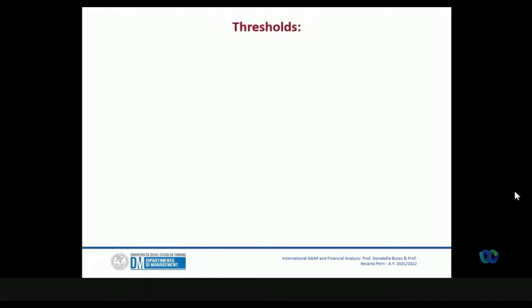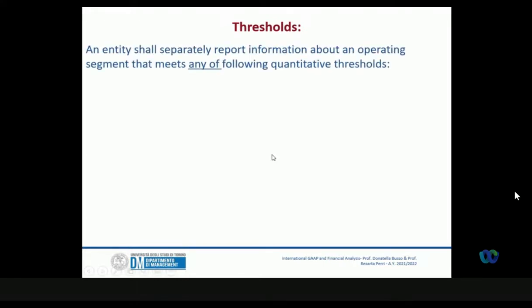Maybe some of the operating segments are too small. They are performing such a minor part of the activities of the company that it's not really necessary to report on that. And that is why the standard has assigned some threshold or some criteria in order to be able to identify which of the operating segments are reportable. So if any of the following thresholds is met, only one of them, it's enough to identify a segment as having the requirement to disclose and report it separately in the notes.